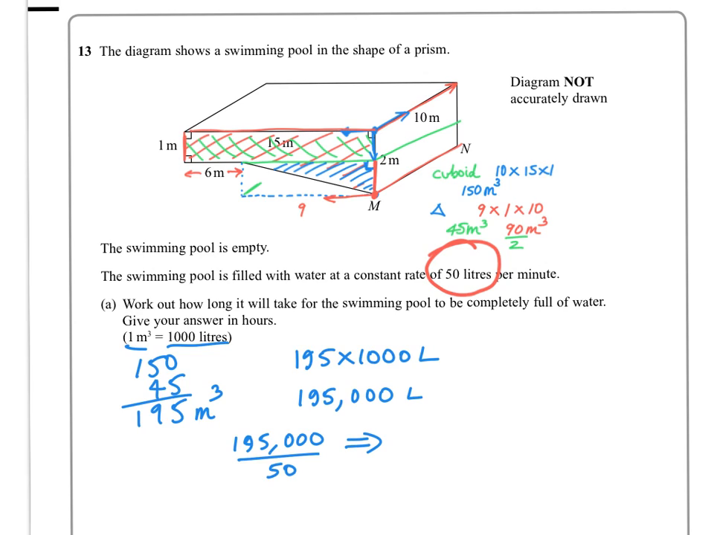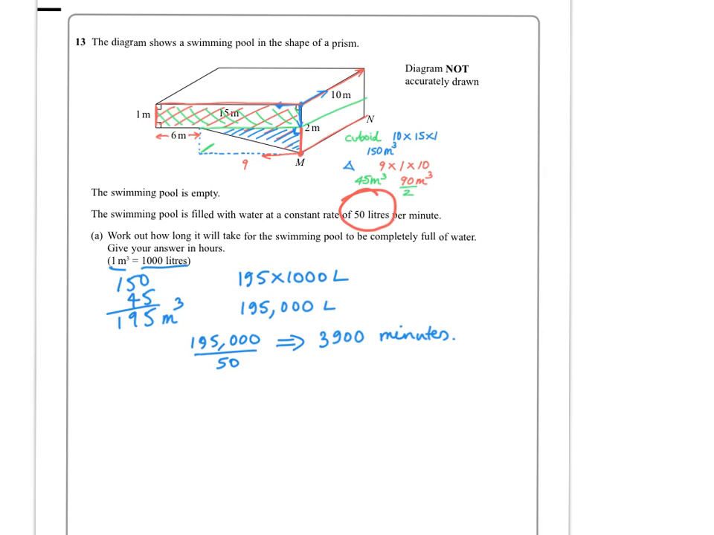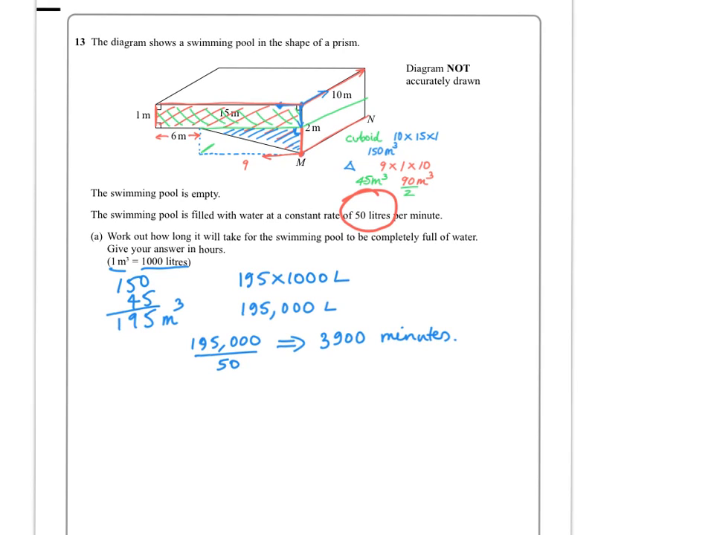And how many minutes would that be? Well, I worked that out to be 3,900 minutes. Now, this is not quite over yet, this question, because there's still room for making mistakes, no matter how able you are. I would say that 60 minutes is 1 hour.